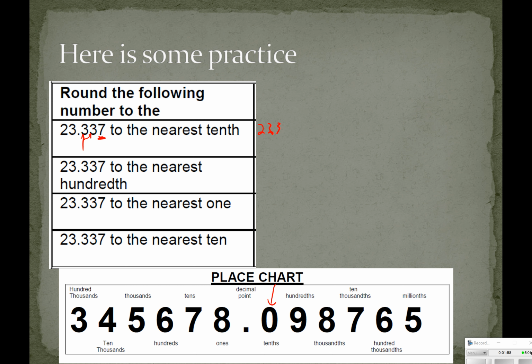Now this is just a quick review of rounding. You guys should be able to do this. This 23.337 would be a number that resulted from, let's say, someone adding or subtracting. To the nearest hundredth, we round, this becomes 23.34. The nearest 1, this becomes 23. And the nearest 10, look to the right, that 3 tells us to keep it. This becomes 20. So 4 different ways to round the same number.